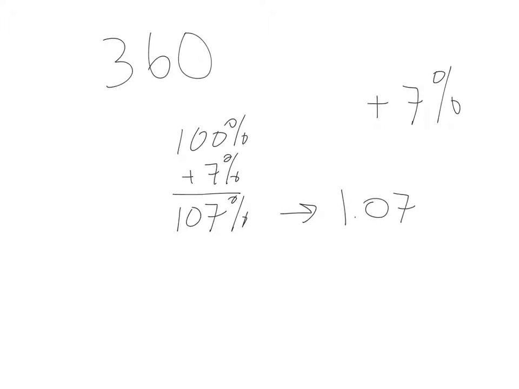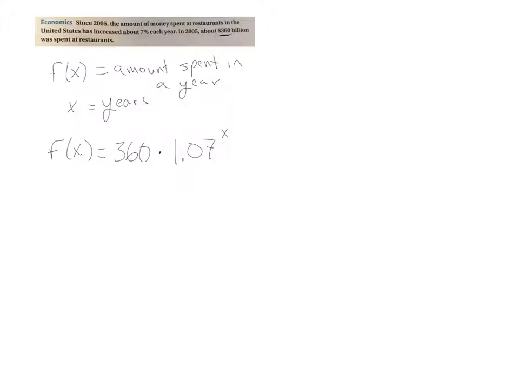So 107% as a decimal turns into 1.07. And if we want to increase by that much each year, that means the first year we're going to multiply by it once, the second year we're going to multiply by it twice. The third year we're going to multiply by it again, and repeated multiplication means exponents. So that's where we get that x exponent. So that's where that 1.07 is coming from. It's coming from the idea that we want 100% of the 360 plus an additional 7%. So now let's go back to our original problem.